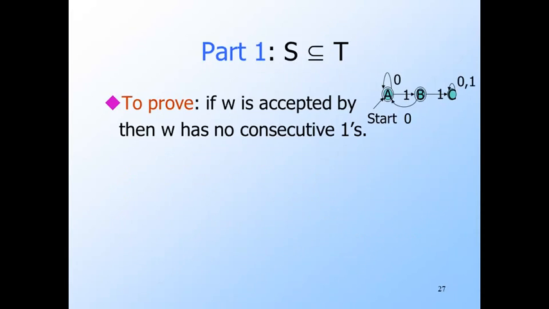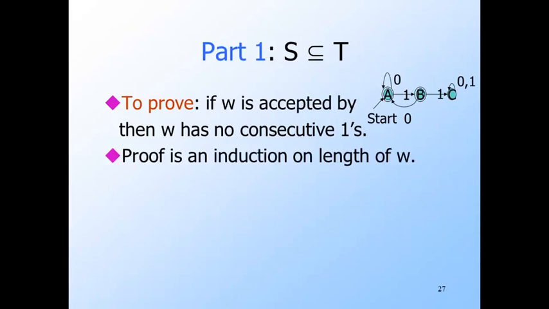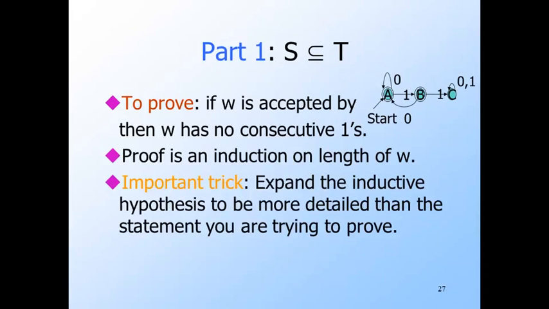First, we're going to prove that if W is accepted by this automaton, the one shown in the slide, then W has no ones. The proof is an induction on the length of W. It turns out that if we simply try to prove this statement on the slide, we fail, and I'll point out in a few slides what goes wrong.